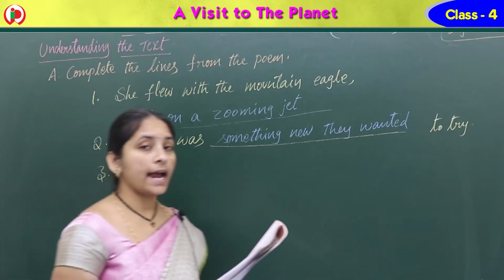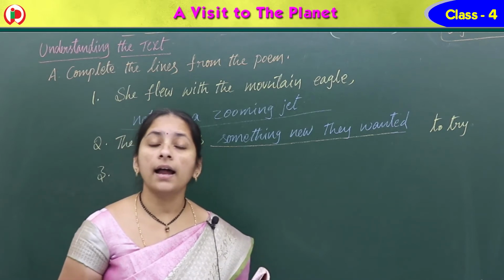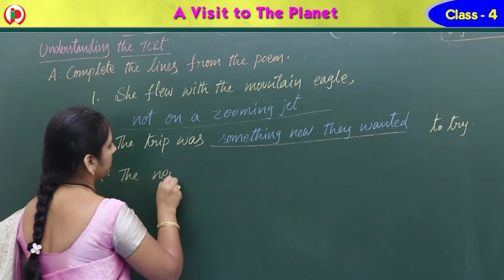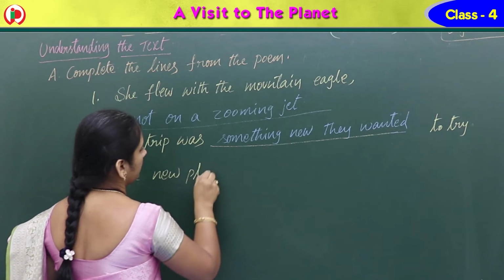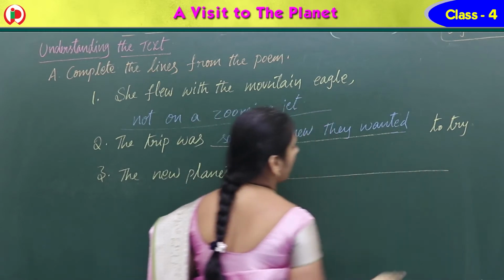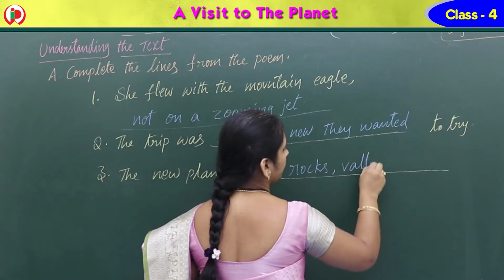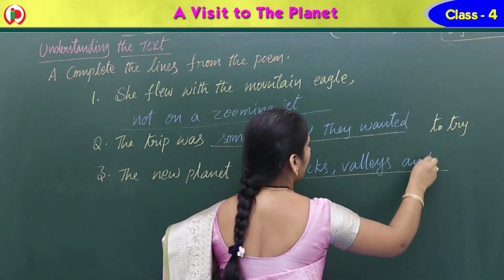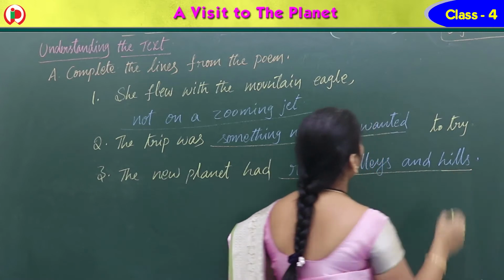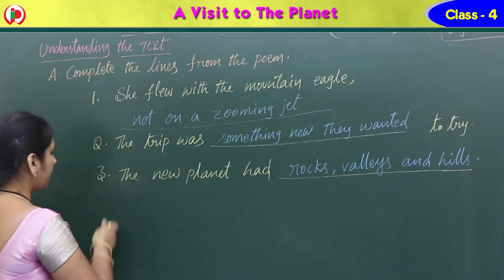See the third one, what did they give? The new planet had dash. The new planet had, yes, rocks, valleys and hills, right? So write the sentence. The new planet had rocks, valleys, and hills. Right? And see the next one.